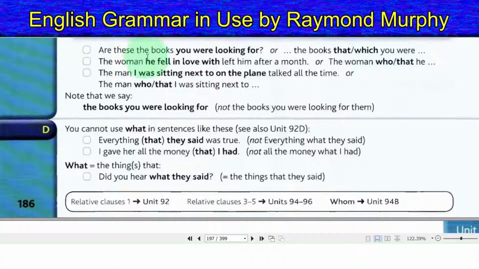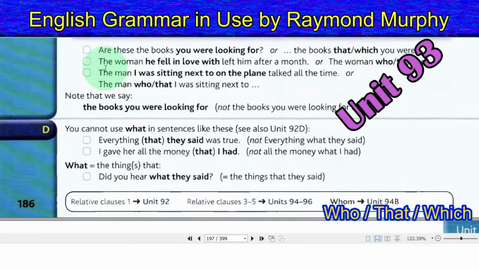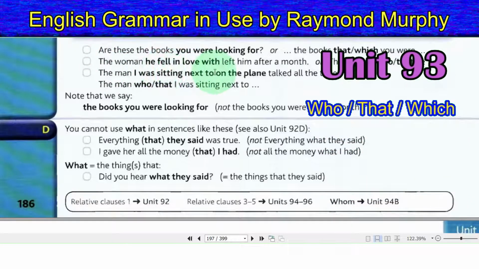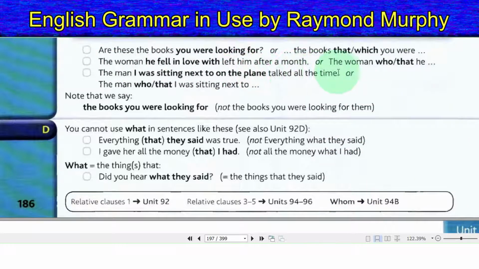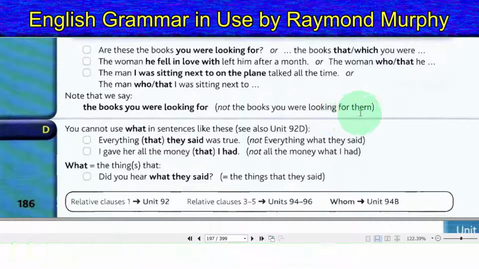Are these the books you were looking for? Are these the books that you were looking for? The woman he fell in love with left him after a month, or the woman who he fell in love with. The man I was sitting next to on the plane talked all the time. Note that we say the books you were looking for, not the books you were looking for them.